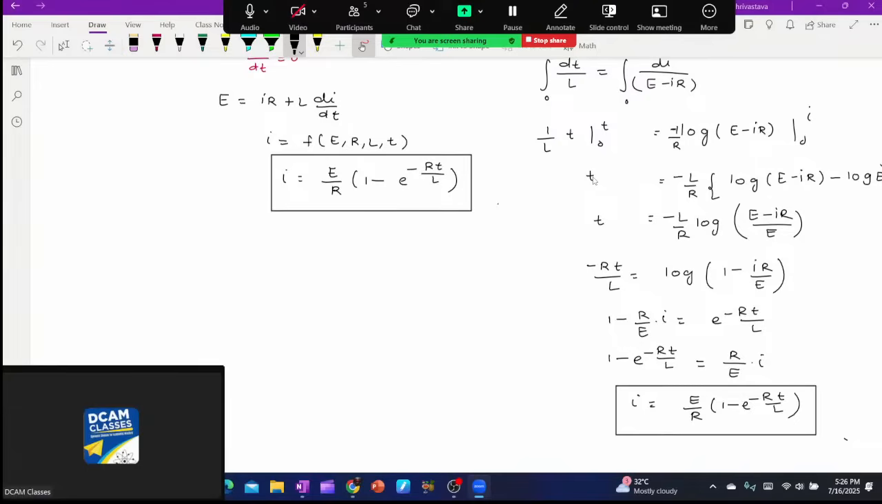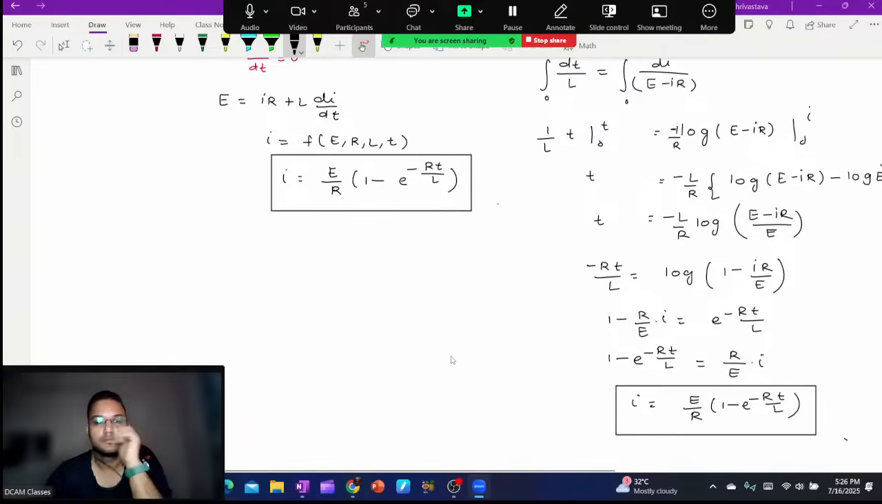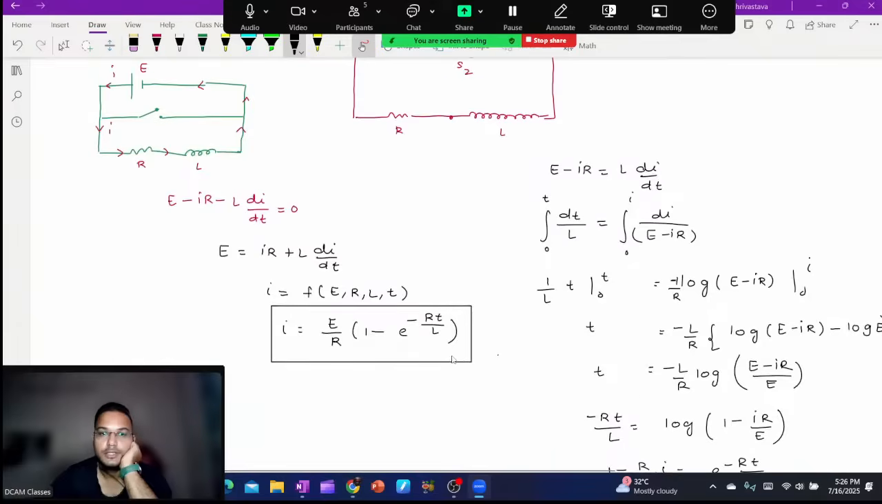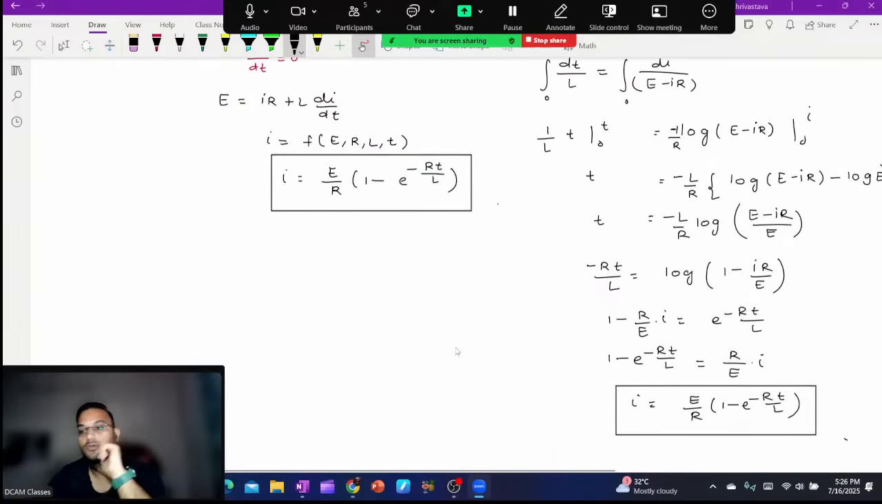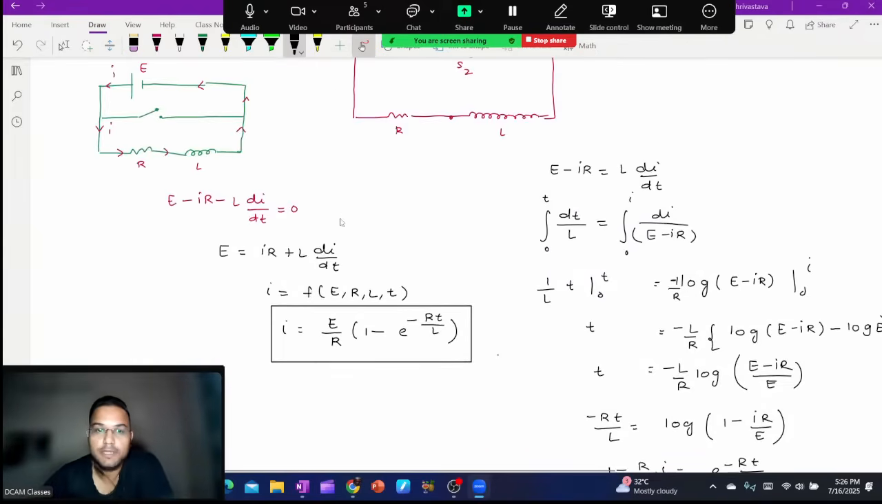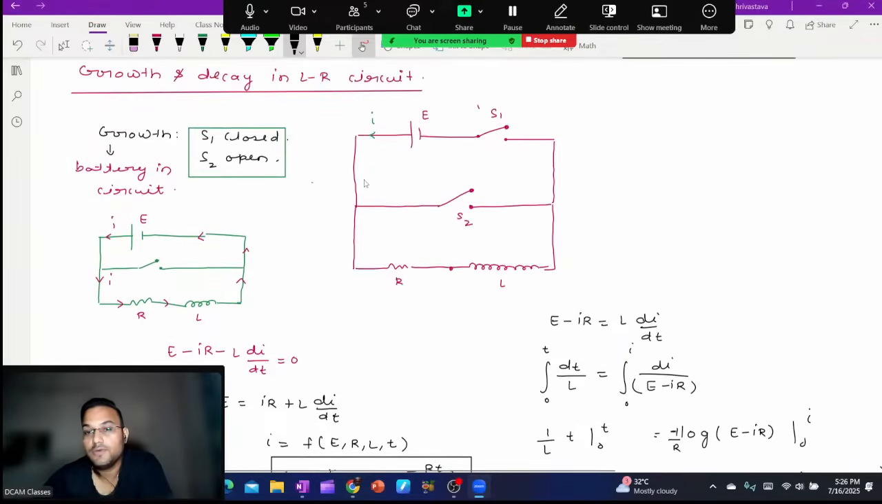So it is like the capacitor only. Now see, this is the case for growth of current. Growth of current, and now this is what we see in this particular type of circuit. When you see at time t is equal to infinity, what will happen?